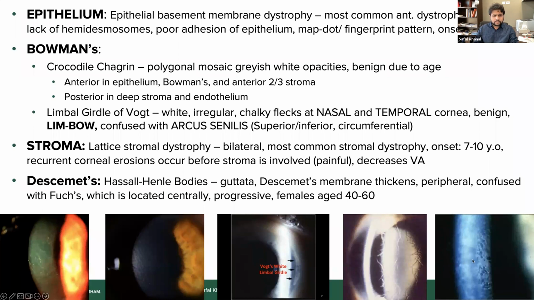And in Descemet's membrane, you have your Hassall-Henle bodies, also called guttate. And this is because of the increased thickness of the Descemet's membrane. It can be peripheral. Don't confuse it with Fuchs dystrophy, which is oftentimes central and occurs in females aged 40 to 60 years. So these are some of the important corneal dystrophies to remember in different layers.